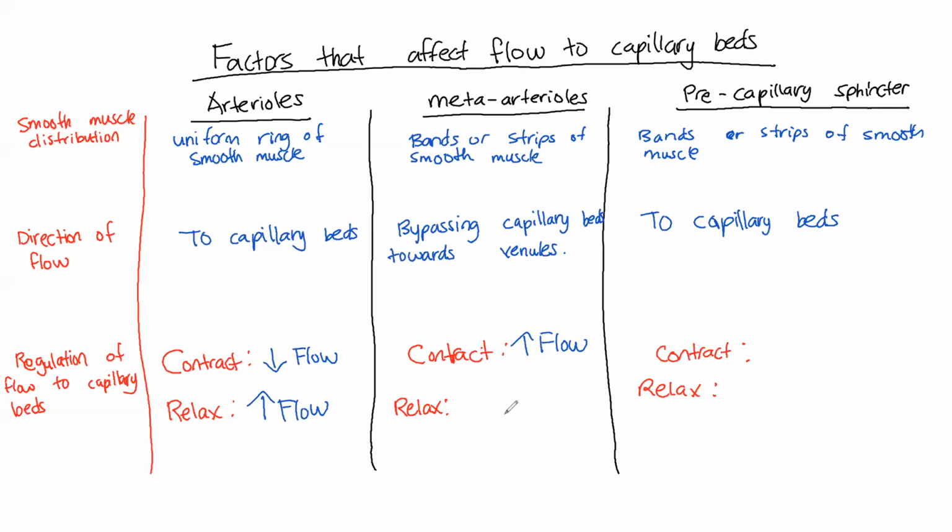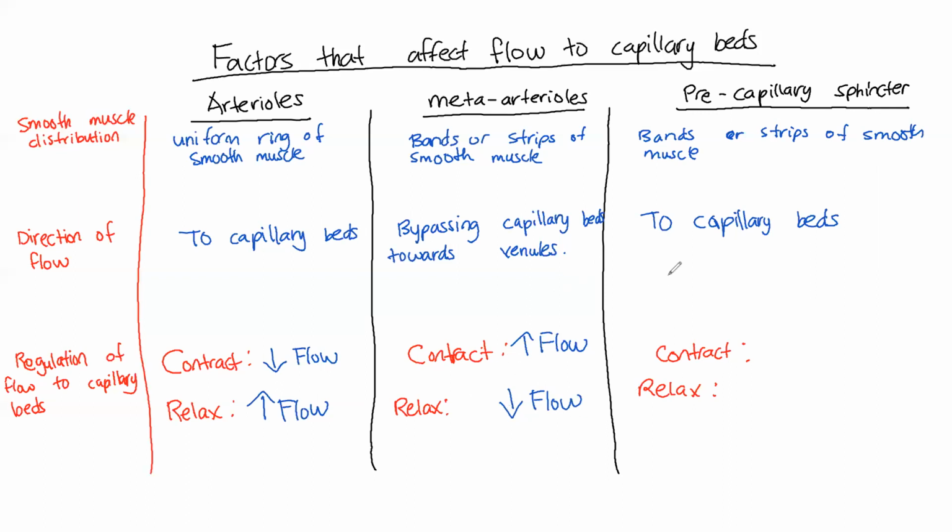On the alternative end, if I relax those meta-arterioles, remember these again are shunting towards venules, I'm going to be driving more blood, or shunting more blood, towards my venule end. And so I would be decreasing the flow that's going to the capillary bed. In other words, increasing the resistance to the capillary bed here.